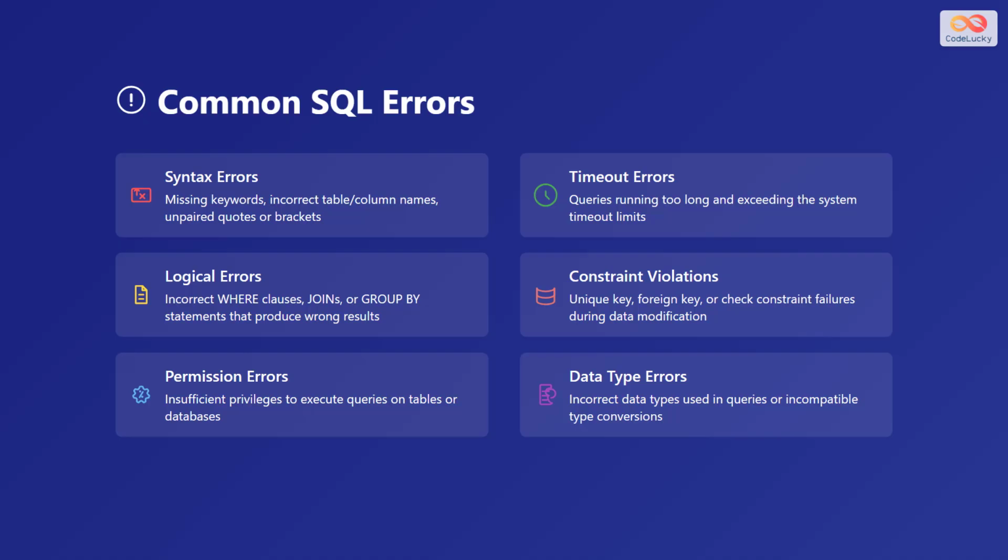Fourth, timeout errors. These happen when your queries take too long to run and exceed the system's timeout limits. Fifth, constraint violations. These occur when you try to insert or update data in a way that violates unique key, foreign key, or check constraints. And finally, data type errors. These are due to incorrect data types used in queries or incompatible type conversions that the database cannot handle.